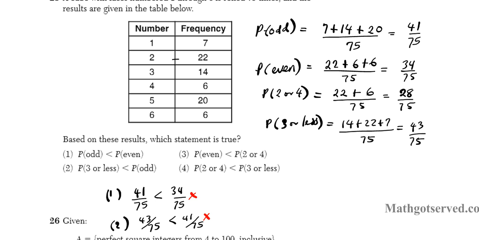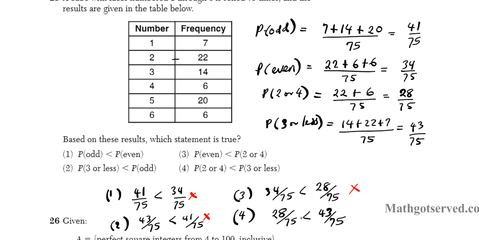43 is greater. Okay? All right, option 3, P of even, which is 34 over 75, is less than P of 2 or 4, which is 28 over 75. Look at the numerators. Is this statement true or false? It is absolutely false. So the correct answer has to be 4, or else we made a mistake somewhere. Okay, so let's compute it. I'll make the comparison. Probability of 2 or 4 is 28 over 75, is less than probability of 3 or less, 43 over 75. Compare the magnitude of the numerators. This is less than this. Absolutely, the statement is true. So we can clearly see that our answer is option number 4.